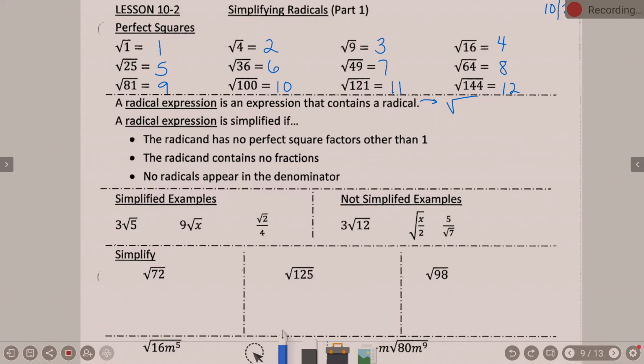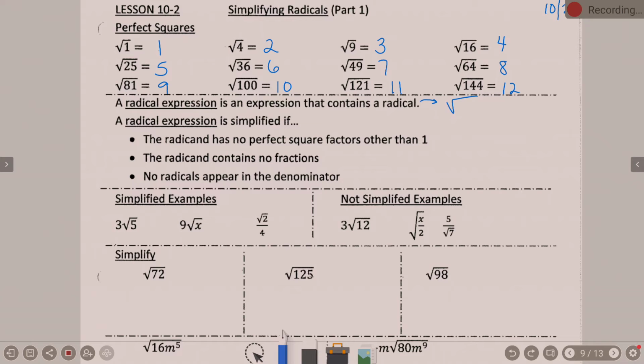And then square root of 2 over 4 is simplified because there are no square roots in the bottom. These are examples of not simplified. 3 square root of 12: square root of 12 is not simplified because 12 has a factor of 4, and 4 is a perfect square. Square root of x over 2 is not simplified because you can't leave a fraction under a radical.